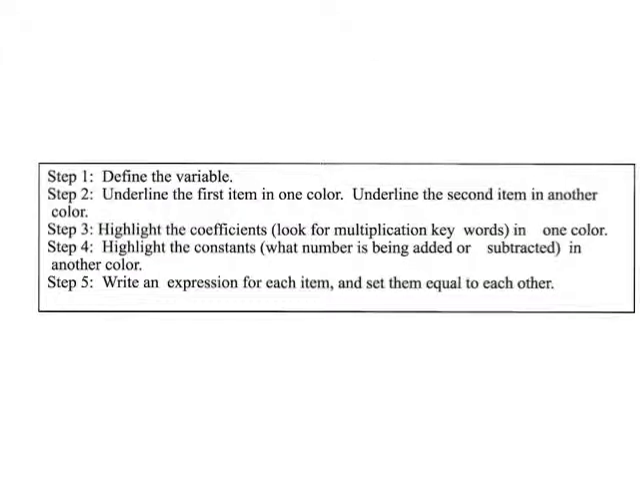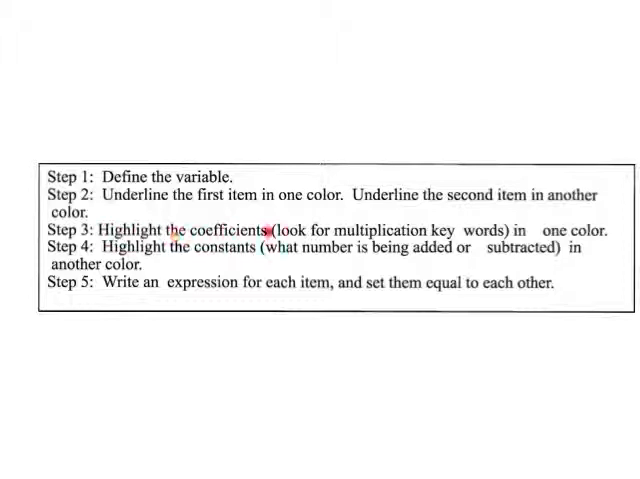These are our steps. Step 1 is to define the variable. That's always our first step. A lot of you are struggling with what does that mean, define the variable. Define the variable just means what is X representing? What is the thing that we don't know? What is the question asking us for? Step 2, you'll underline the first item that they give you in one color, and then you'll underline the second item in another color, and I'll explain what that means with our first example.